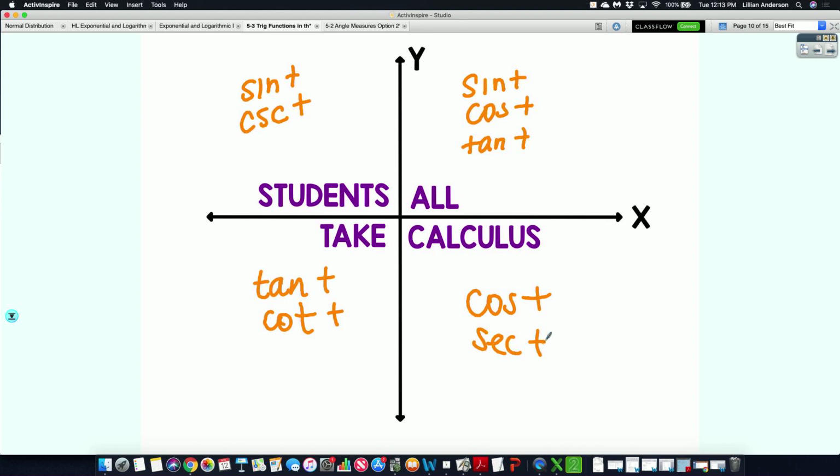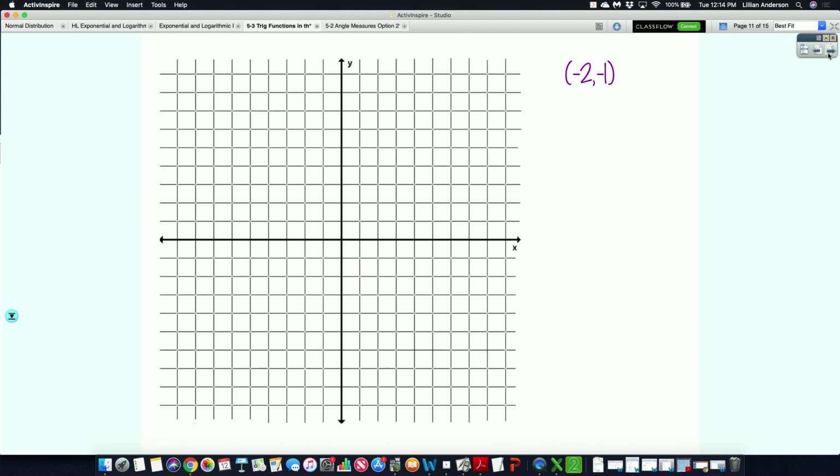Okay, and just to recap, "all" is what quadrant? "Students" is... "Take calculus." Questions on that? I want you to try the next one on your own.